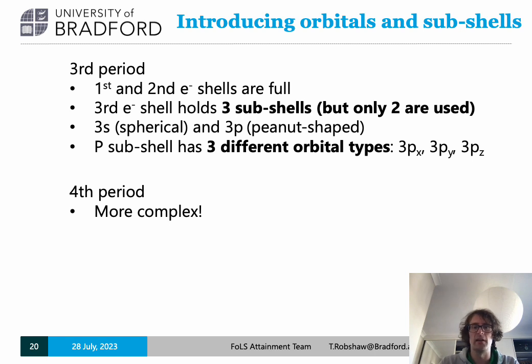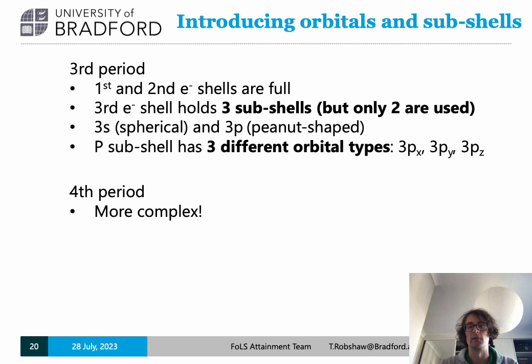In our third period, the rules are very similar to the second period with respect to the 3s and 3p subshells. In the third electron shell, there is actually a third type of subshell. It's called the 3d subshell. But confusingly, it doesn't actually start getting filled with electrons and isn't involved in bonding until we get to the fourth period elements.